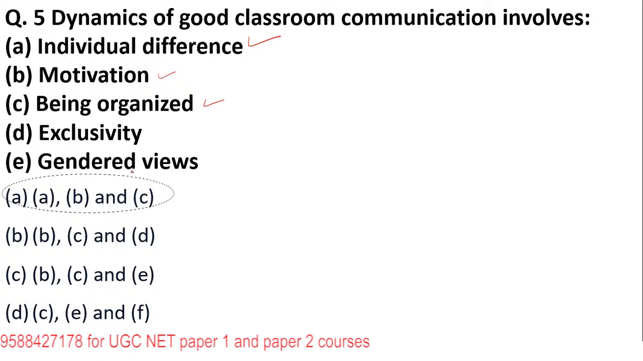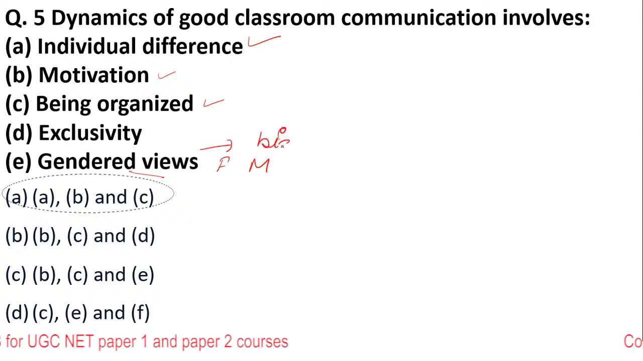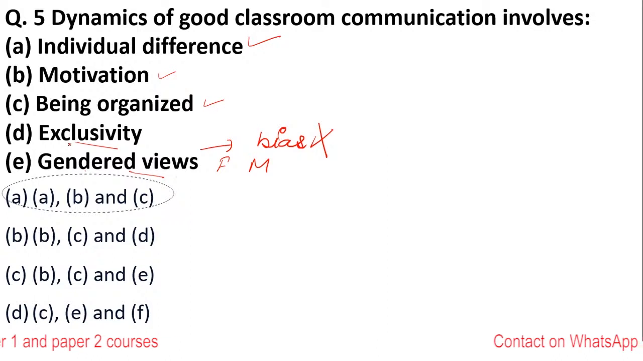And gendered view. Gendered view means the difference between female and male. So a teacher or a classroom communication should never be biased. Okay, it should not favor one gender. So there should not be gendered view. And exclusivity means considering only one part is called exclusivity. So here in this question, our answer is A, B, and C. Option A is the right answer.